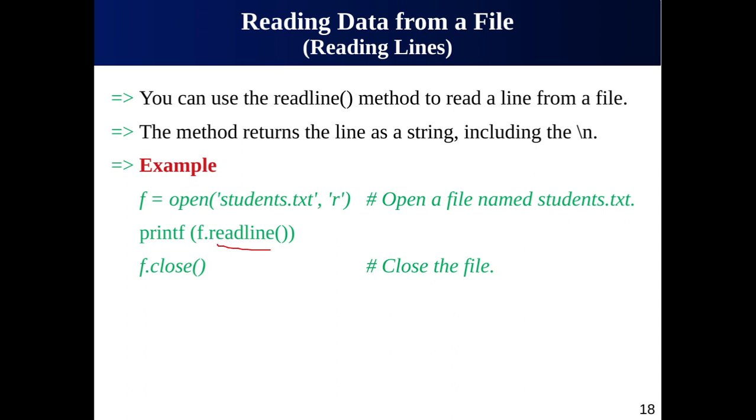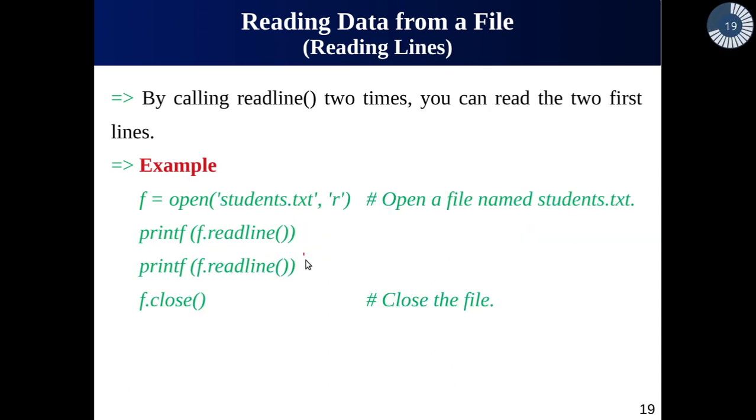Okay. Now this will display only the first line. If you want to display the second line, then you have to call this method for the second time, like this. And if you want to display the third line, then you have to call this method for the third time, for the fourth time, and so on. So this will display the contents line by line. If you call it 2 times, you can read the first 2 lines. If you call it 3 times, you can read the first 3 lines, and so on.